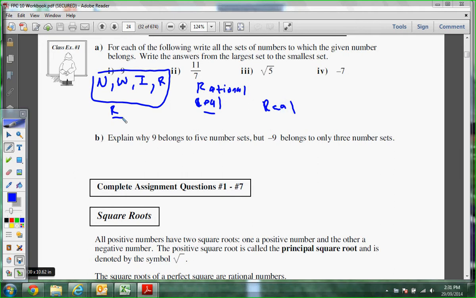But the root 5, is it irrational or rational? Irrational. So it's a non-terminating, non-repeating decimal. And then negative 7. Is that going to be a natural? Nope. Whole? Nope. It starts at what? Integer. So it's an integer, it's rational, and it's real.